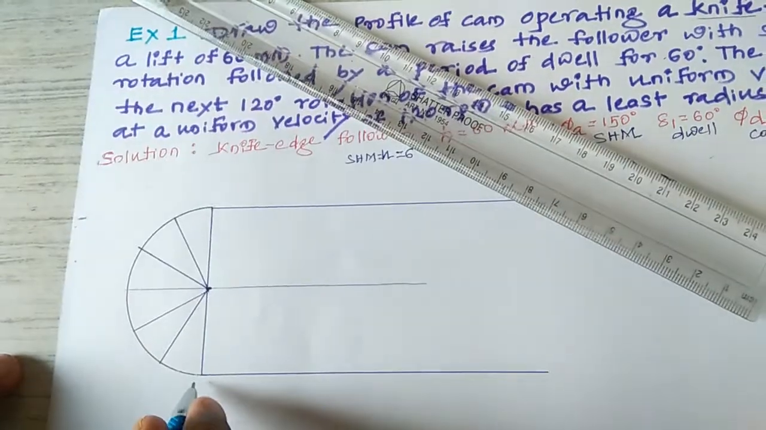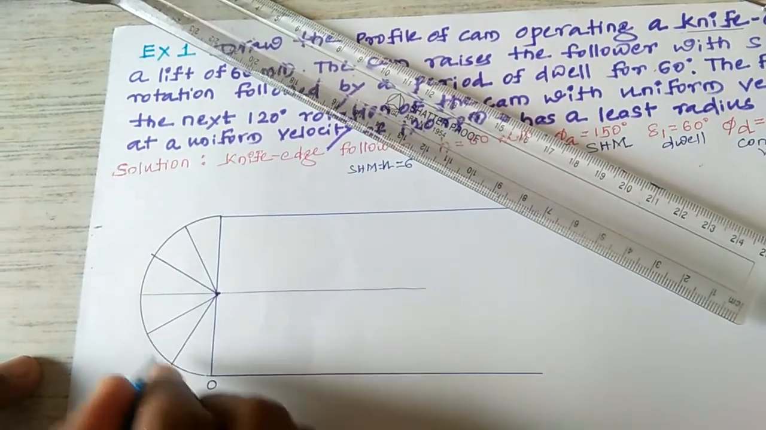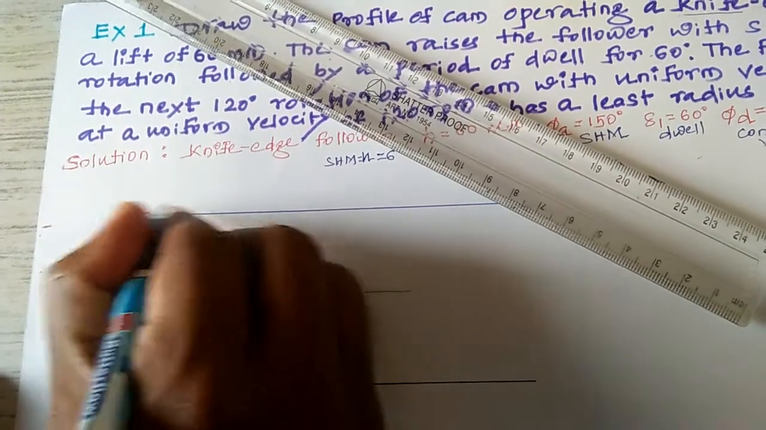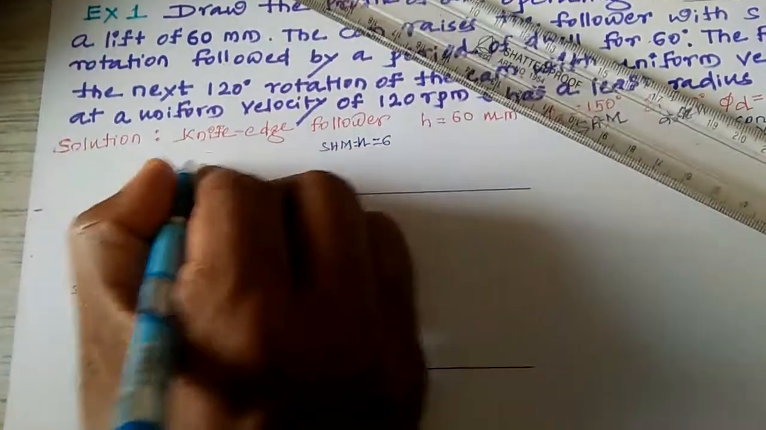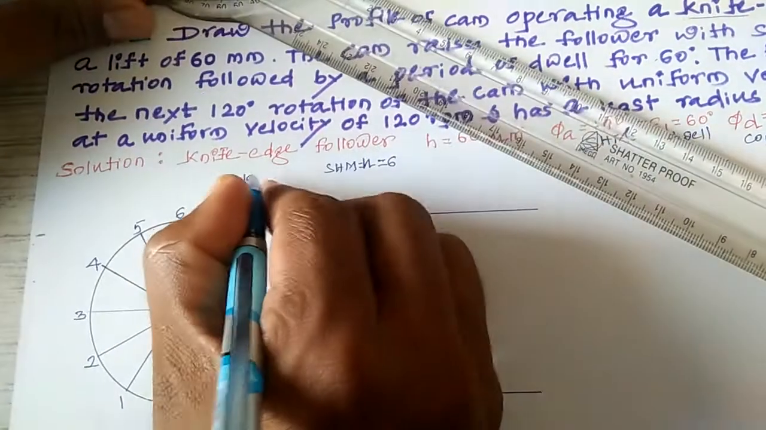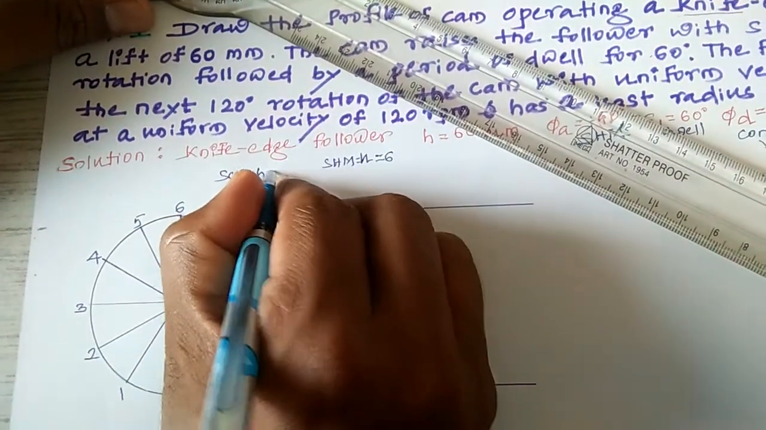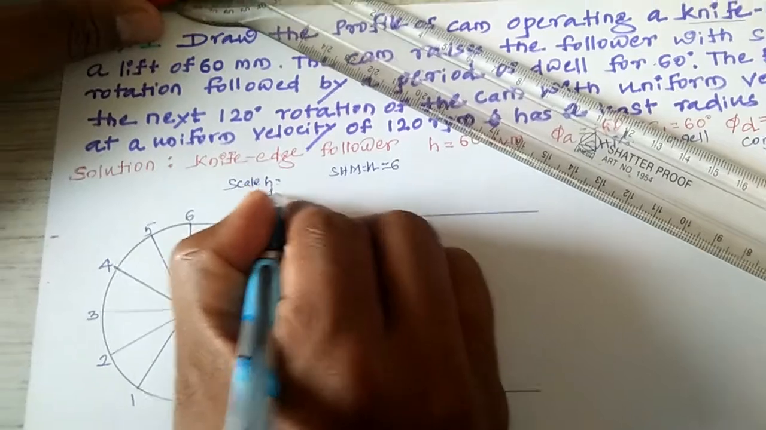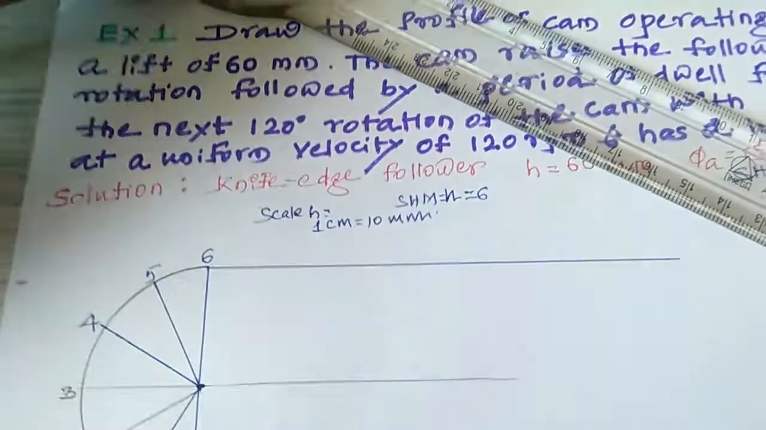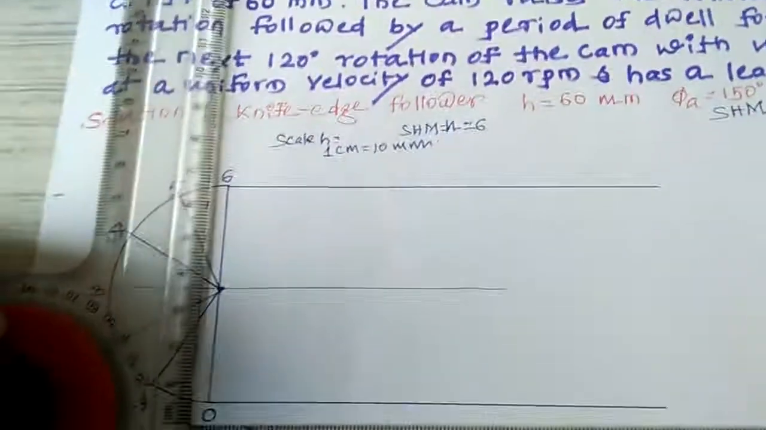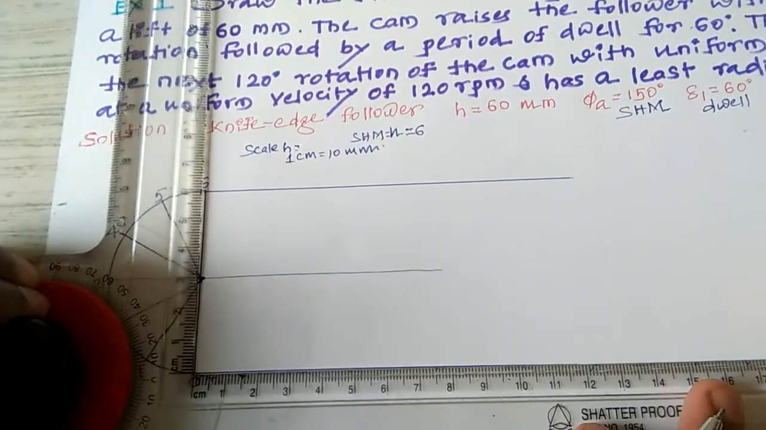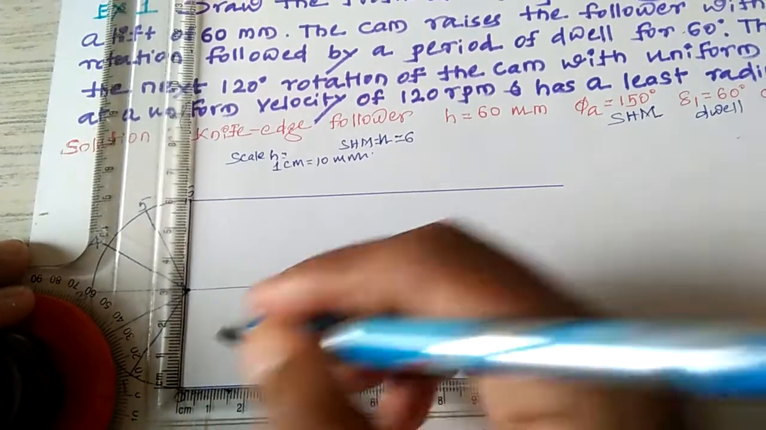You start from 0 and mention 0, 1, 2, 3, 4, 5, 6. For the lift only you can take a scale. I have taken a scale for the lift, that is h. For h, 1 centimeter equals 10 mm. For the vertical only you have to take it. Horizontal is not necessary. Then once again, the same number of divisions you made for the semicircle, you have to make the same divisions.